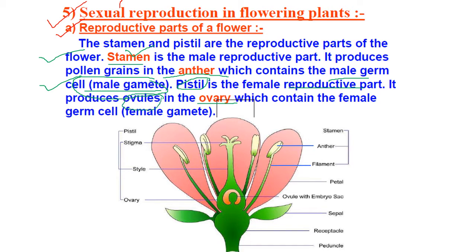You can see in the diagram, this is the anther and the filament, which together are called the stamen. Stamen comprises two parts, anther and filament. In the same way, this is the pistil part, and it contains the subparts stigma, style and ovary, in which the ovule is present. As you all know, petals, sepals and receptacle are the other parts present in the flower.